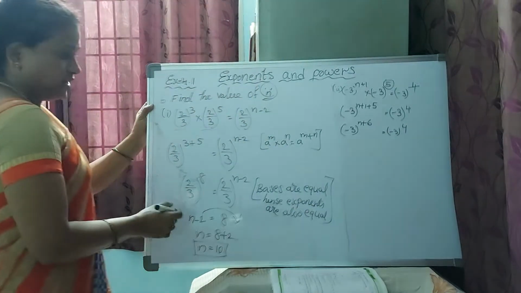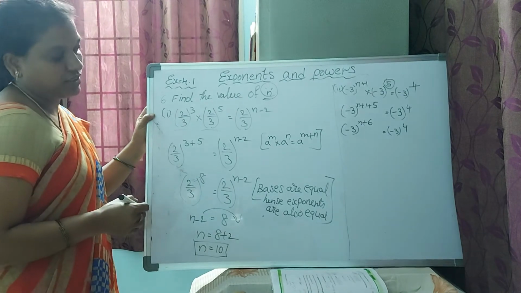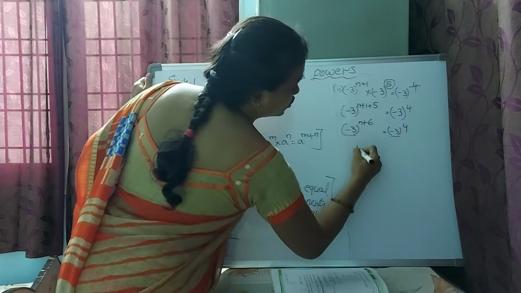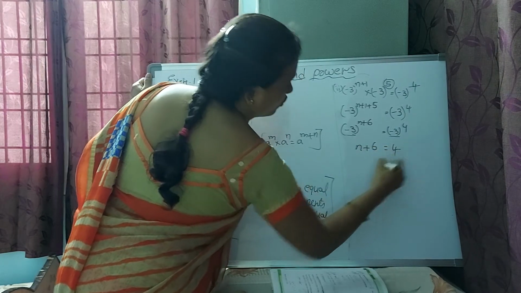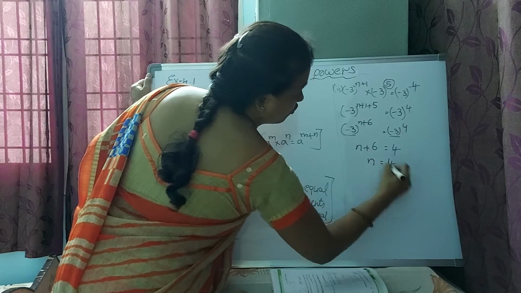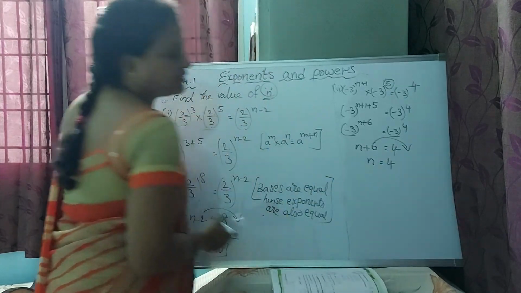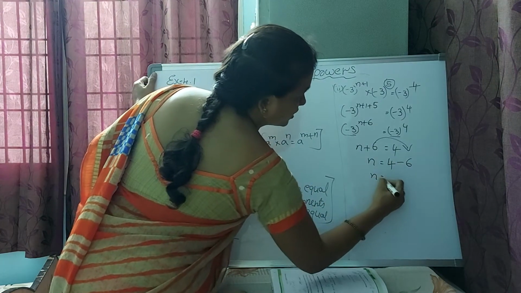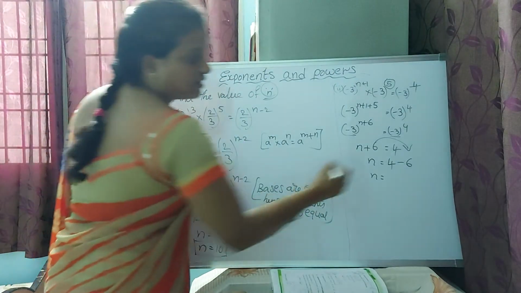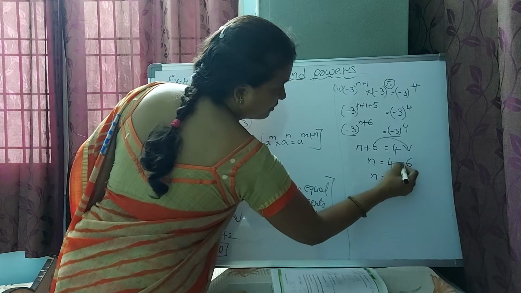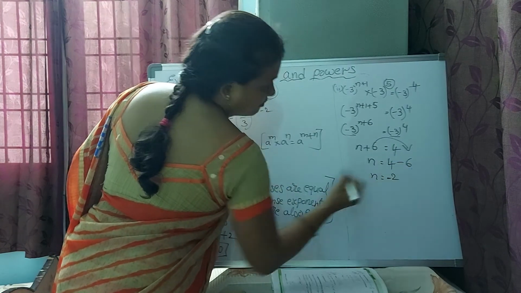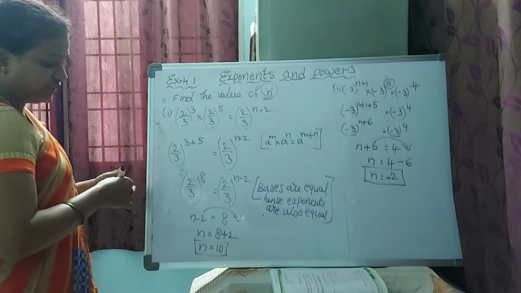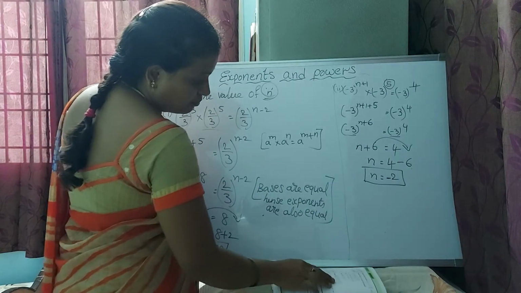Now same, bases are equal, hence exponents are also equal. So n + 6 is equal to −4. If we transpose to the right-hand side, here it is plus 6, if we transpose, minus 6. So n is equal to, different symbols we have to subtract, 6 minus 4 is 2. Before the bigger number a minus symbol is there, so put minus. So n is equal to −2 here. In the first one n is equal to 10, there n is equal to −2.